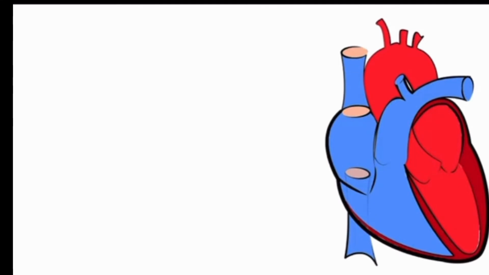This will help simplify things. Then once we've gone over all the main structures using this picture, we'll go back to that first diagram and you'll be able to label the entire diagram without difficulty. Let's start with the chambers of the heart.